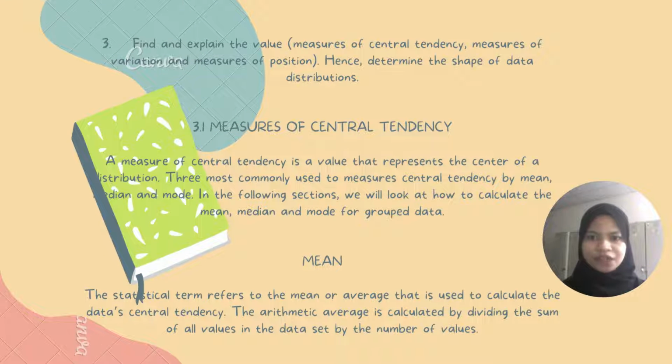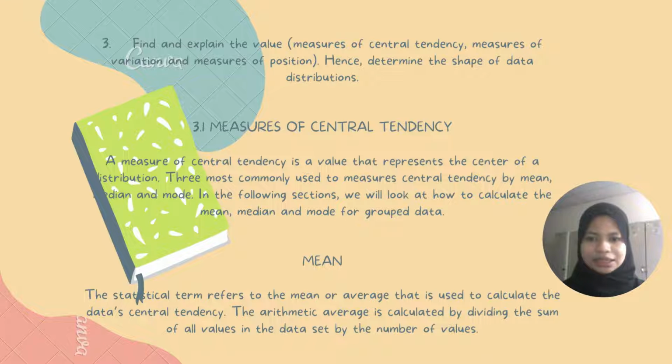Question number 3. Find and explain the values of the measure of central tendency, measure of variation, and measure of position. Hence, determine the shape of the data distribution. A measure of central tendency is a value that represents the center of a distribution. We most commonly use the mean, median, and mode. In the following sections, we will look at how to calculate the mean, median, and mode for grouped data.